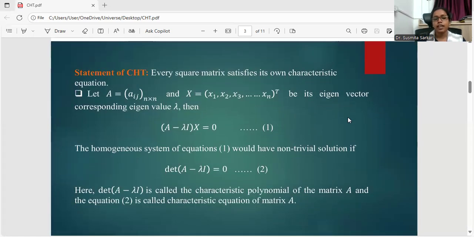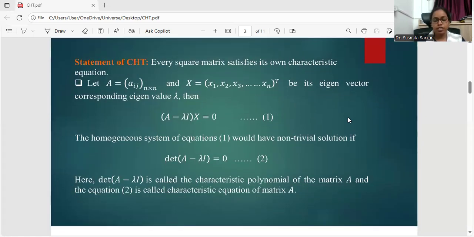Now, the statement of Cayley-Hamilton Theorem. The statement of Cayley-Hamilton Theorem is: every square matrix satisfies its own characteristic equation. Now, we have to try to find out the characteristic equation and characteristic polynomial.